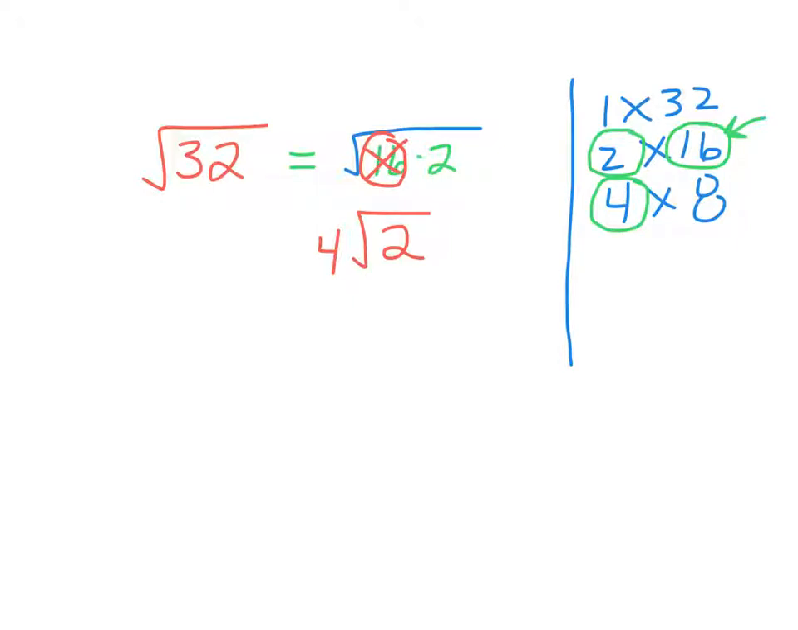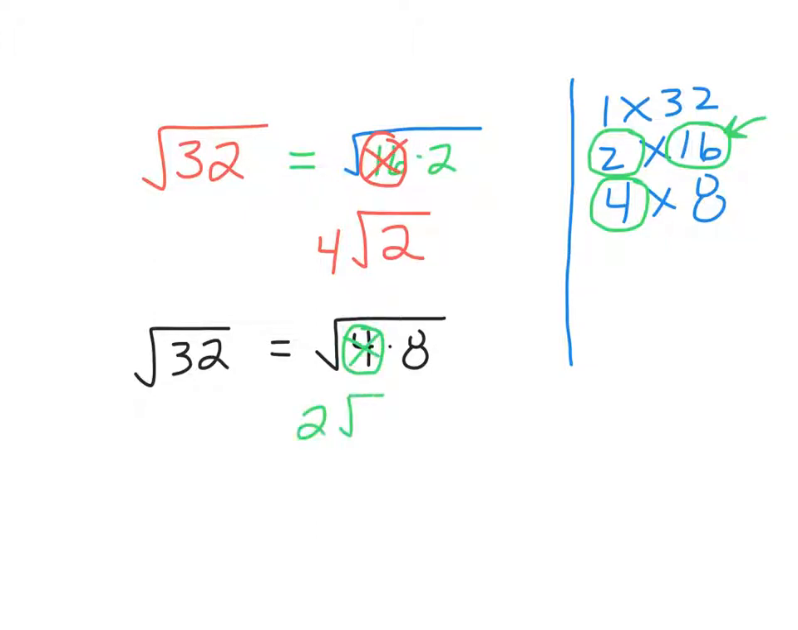I'm not going to do this for all the problems, but I do want to go through and do this problem again. But this time, rather than using 16 times 2, I'm going to use 4 times 8. As soon as I do that, I see that I have the square root of 4. The square root of 4 is equal to 2. So I could bring that out and I would get 2 times the square root of 8.